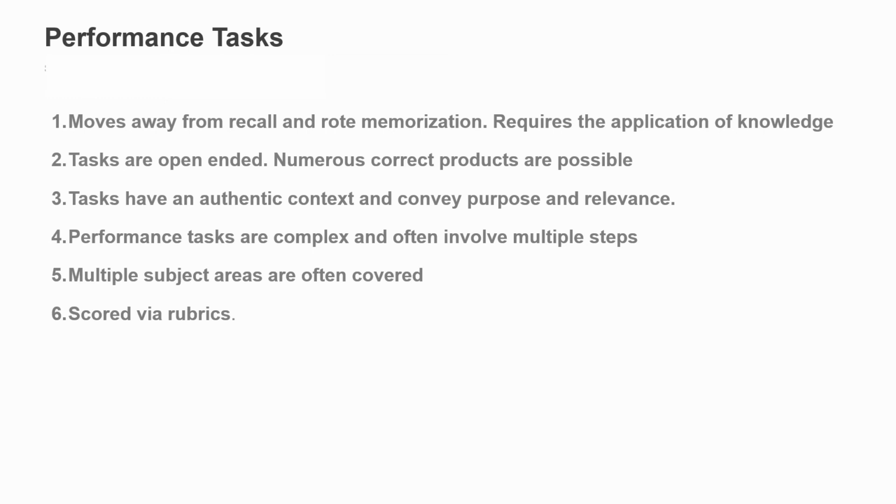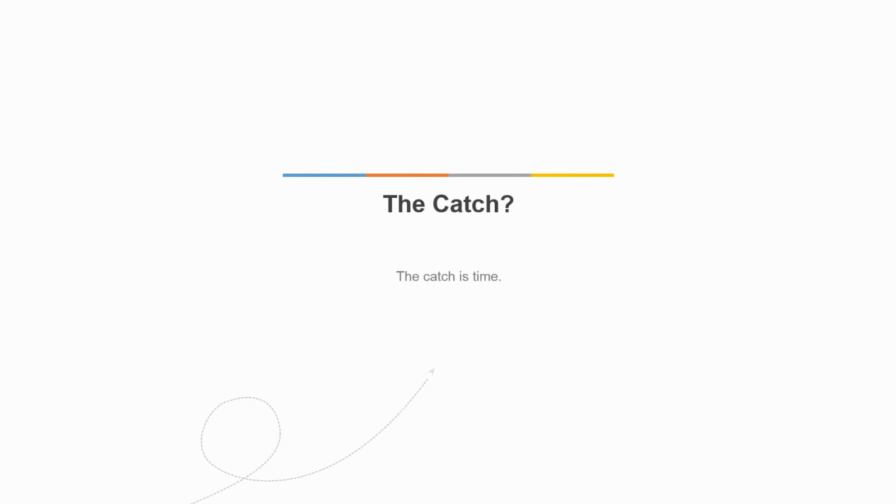Albert Einstein once said, "If I had an hour to solve a problem and my life depended on the solution, I would spend the first 55 minutes determining the proper question to ask. For once I know the proper question, I could solve the problem in less than 5 minutes." The catch is time. It does take time to be comfortable with creating content-specific performance tasks, along with the rubrics to provide equity and measurement.